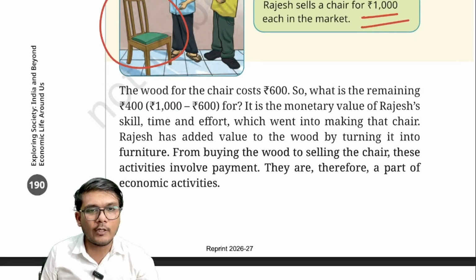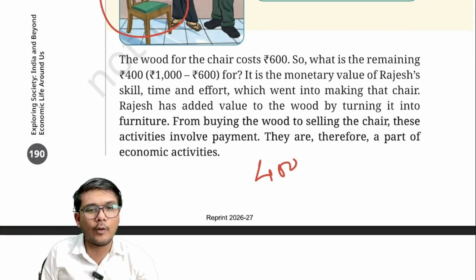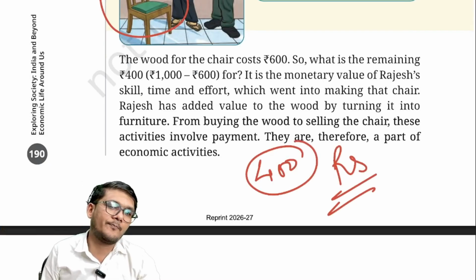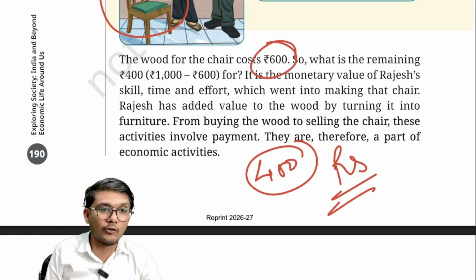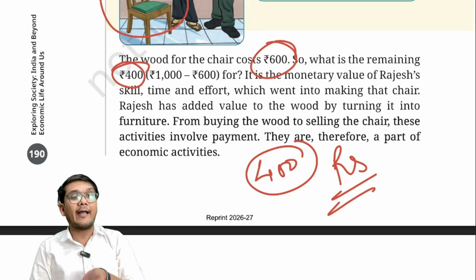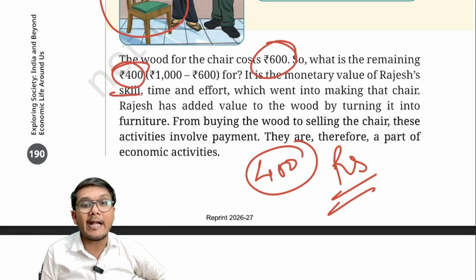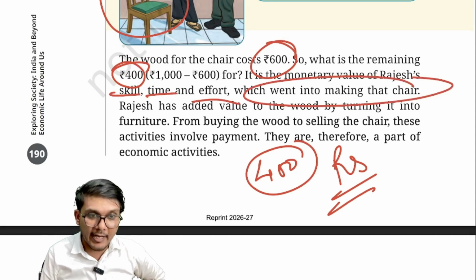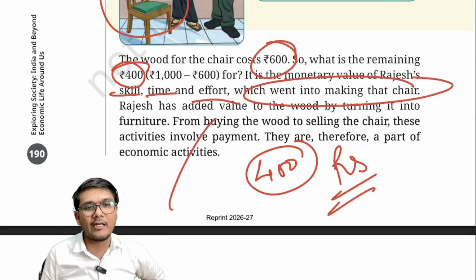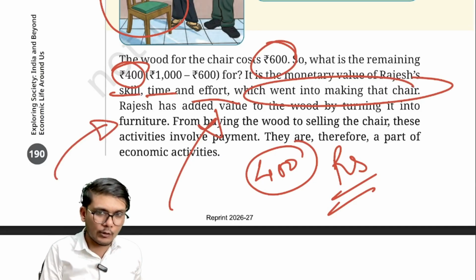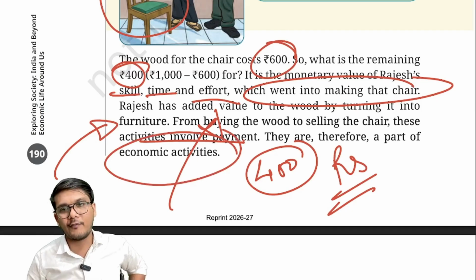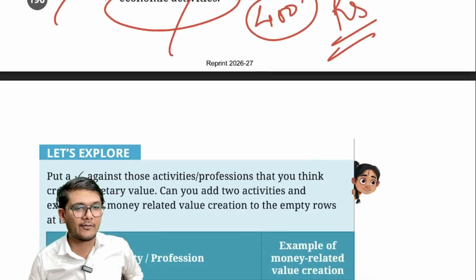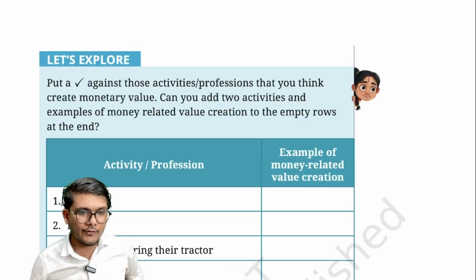So that's what they are telling us over here. So how much is the value added? Value added over here is 400 rupees. So the wood costs 600, the chair cost is 1000. So what is the remaining 400? It is the monetary value of Rajesh's skill, time and effort which was required to make the chair. By doing this, Rajesh basically added value to the wood by turning it into furniture. Now, from buying the wood to selling the chair, all these activities involve payment, as a result of which all of them, guys, are economic activities. I hope that's clear.